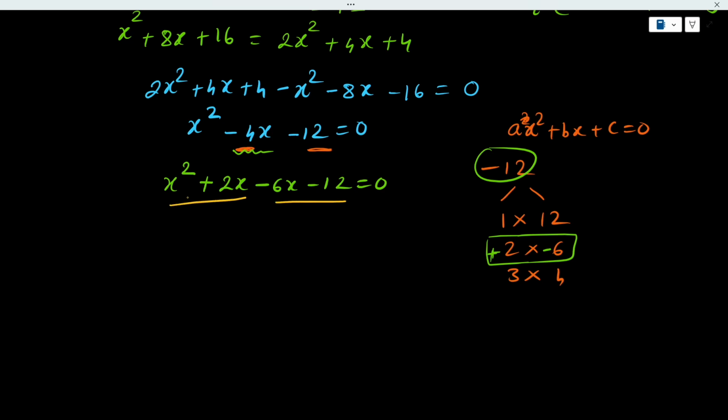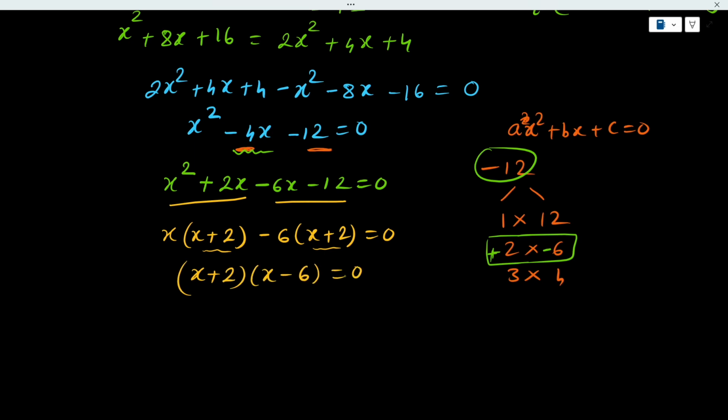What is common in the first two terms? x is common. It is x plus 2. Then minus 6 is common. This is x plus 2, which equals 0. Now if you see, x plus 2 is common in both the terms, so take x plus 2 common, and you'll be left with x minus 6 equals 0. And if I simplify this, this means x plus 2 equals 0 or x minus 6 equals 0. Therefore, x equals minus 2 or 6, right?